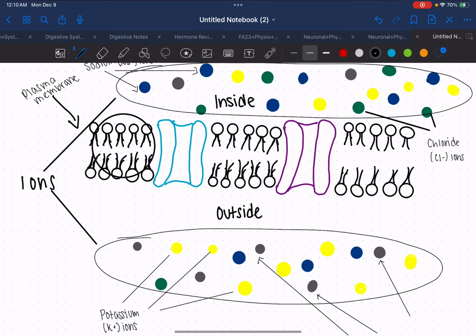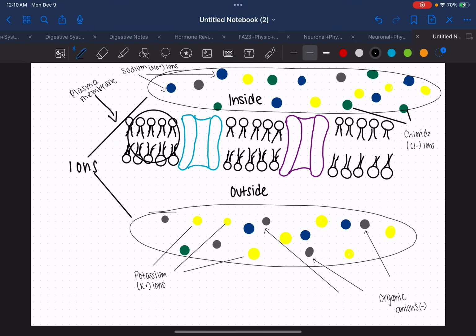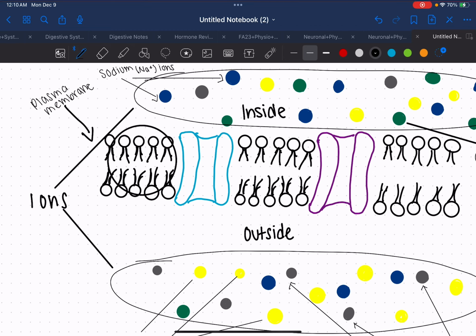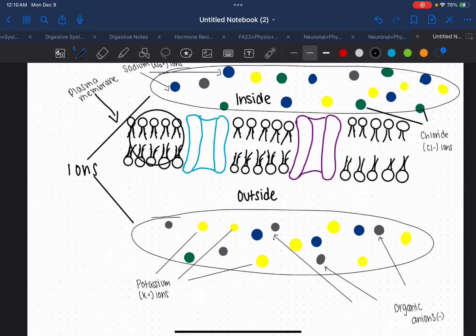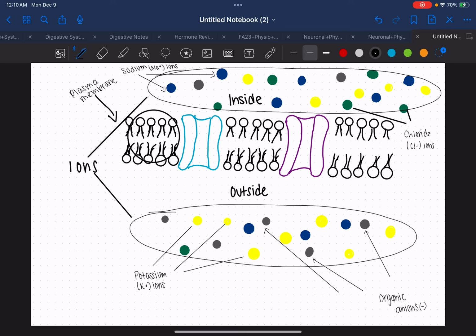And then I have written inside and outside. We'll basically just say it's the inside and the outside of the neuron. The difference in electrical charge develops due to the grouping of ions inside and outside of the membrane. Right here I have drawn circles in different colors. Those are going to be our ions, and ions are basically atoms that have either lost or gained electrons and thus have a positive or negative charge.